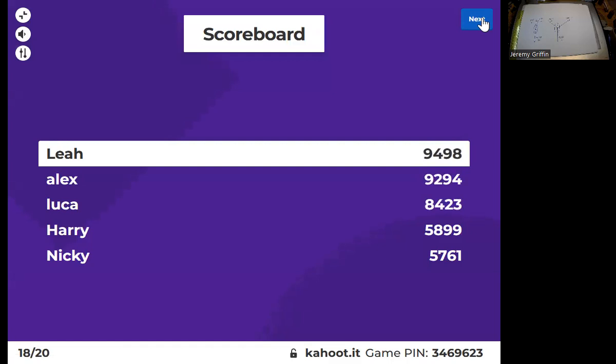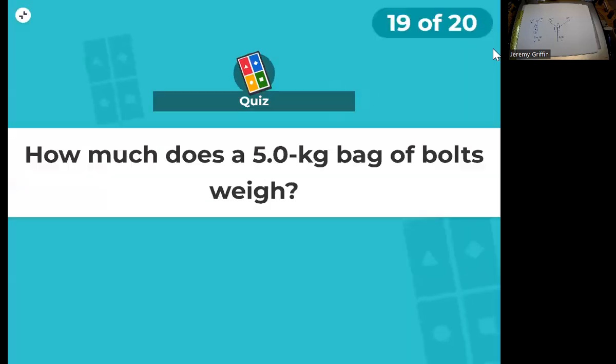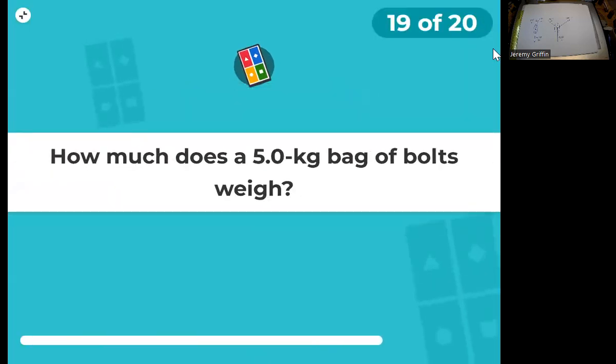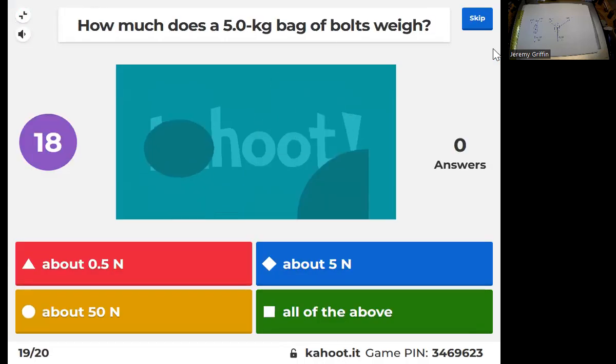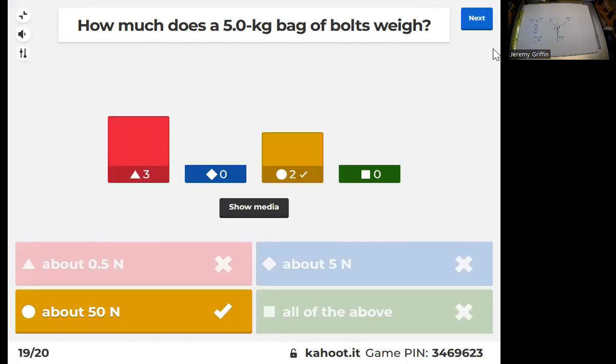1 kilogram is 1 kilogram. How much does a 5 kilogram bag of bolts weigh? Yeah, 50 newtons. You guys remember we did this with the sheep already, right? Going from mass to weight.